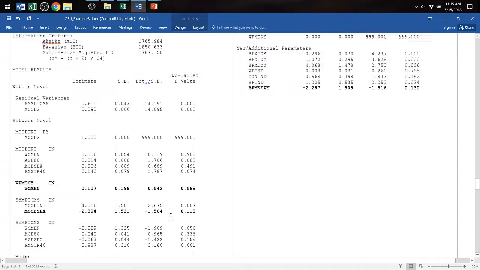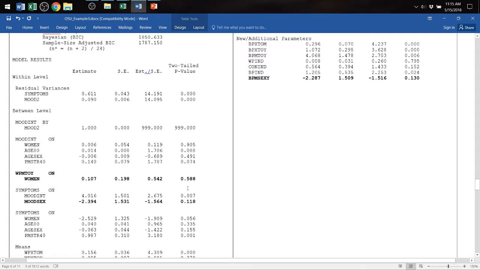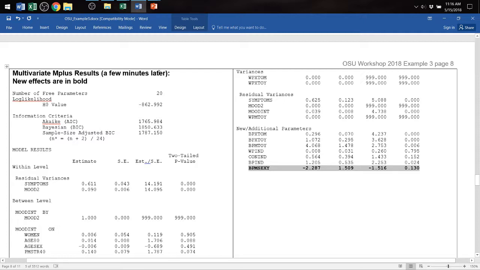And I have the 2 new effects here highlighted in the output. So no, the within-person effect does not differ significantly between men and women. The contextual effect does not differ significantly between men and women. And the between effect doesn't either. Note that I have this a few minutes later. All of these previous models ran in a split second, and this one took a few minutes because this one has a latent variable interaction that requires numeric integration. Every additional term that you add is going to add another dimension to it, such that it becomes exponentially more complicated.